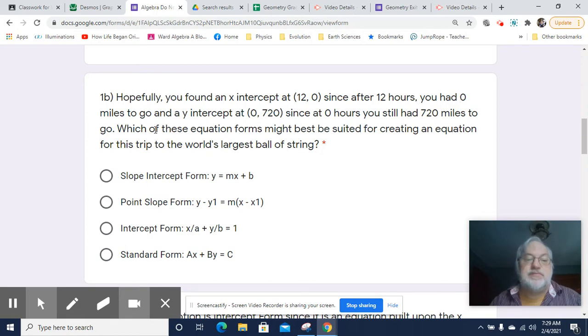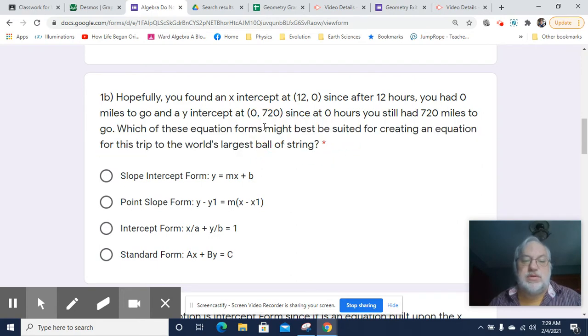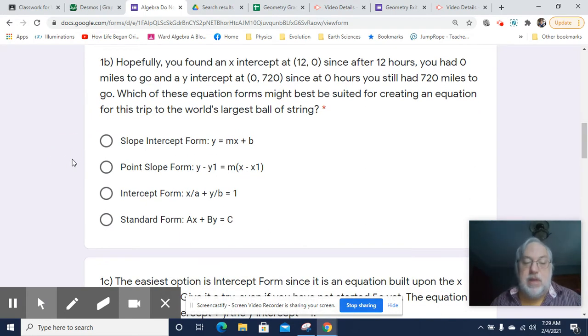So which of these equation forms would be best suited to creating an equation for this trip to see the world's largest ball of string? So this is basically creating an equation as a model for the trip. So slope-intercept form, well, we have a y-intercept, but we would have to calculate the slope. We do have a couple of points, and we could calculate the slope here. So we could do that.